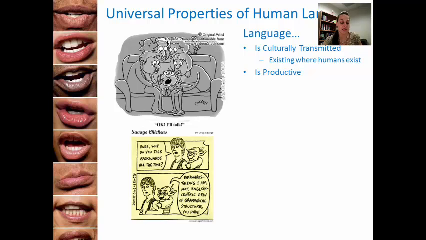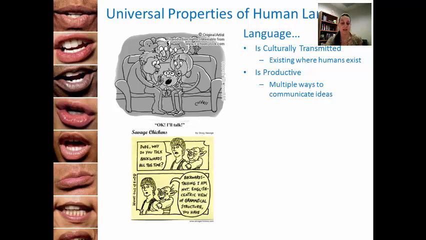The next universal property was that language is productive. And you'll see that this is the cartoon that should be matched with it. We see this guy saying, "Dude, why do you talk backwards all the time?" And the answer is an example of how there are multiple ways to communicate different ideas.